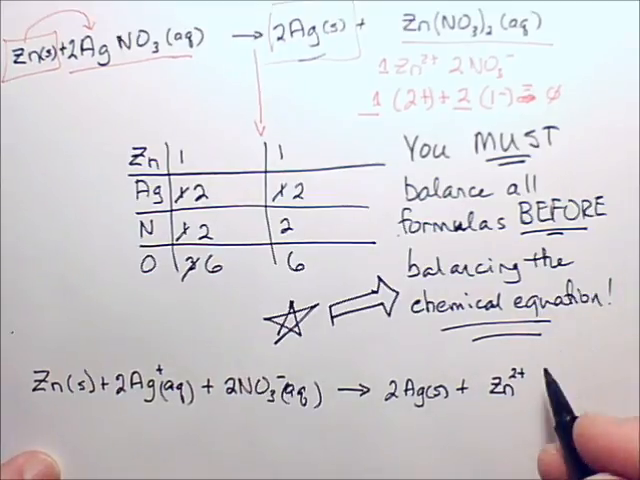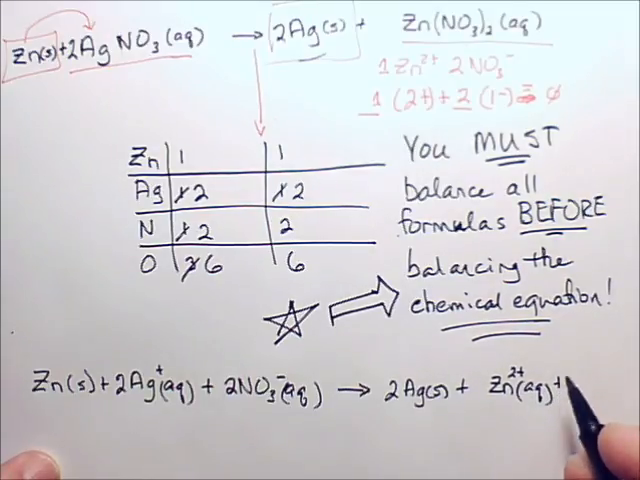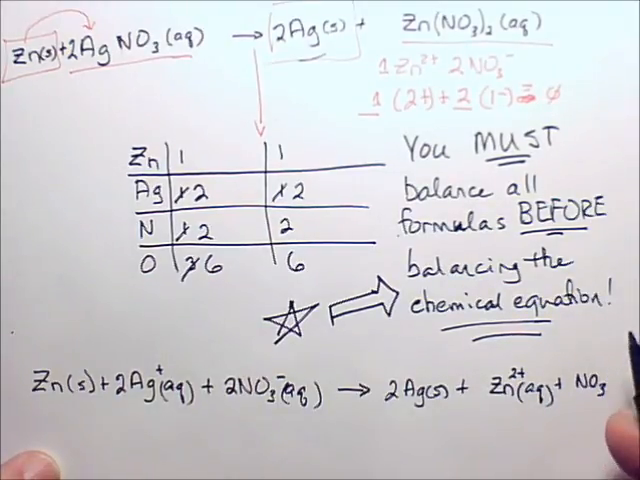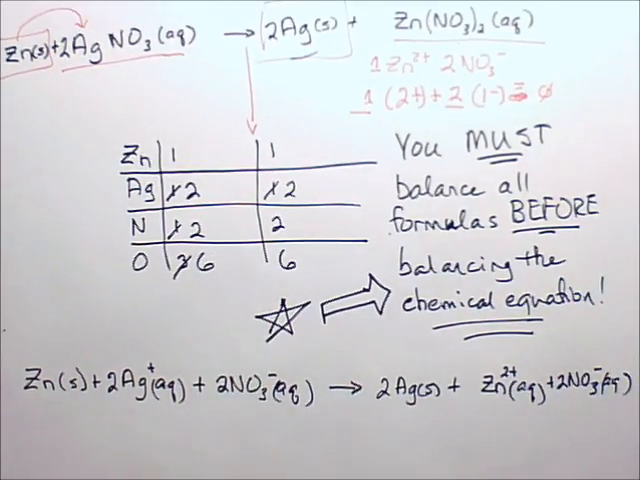How many of these zincs do I have? Just 1, and it's aqueous. Then we need nitrate. How many nitrates do we have? It is one negative. How many nitrates do we have? Two of them, and it's aqueous. All right, that's a complete ionic equation.